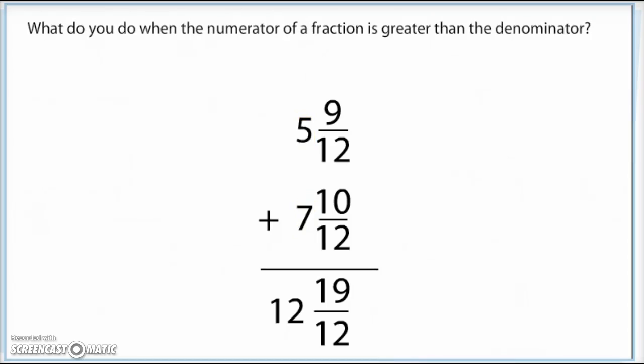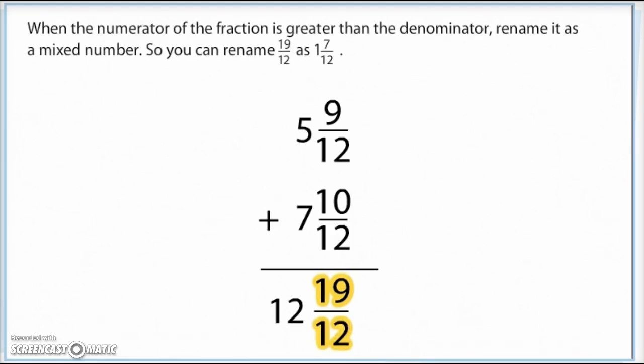What do you do when the numerator of a fraction is greater than the denominator? When the numerator of the fraction is greater than the denominator, rename it as a mixed number. So you can rename 19/12 as 1 7/12.